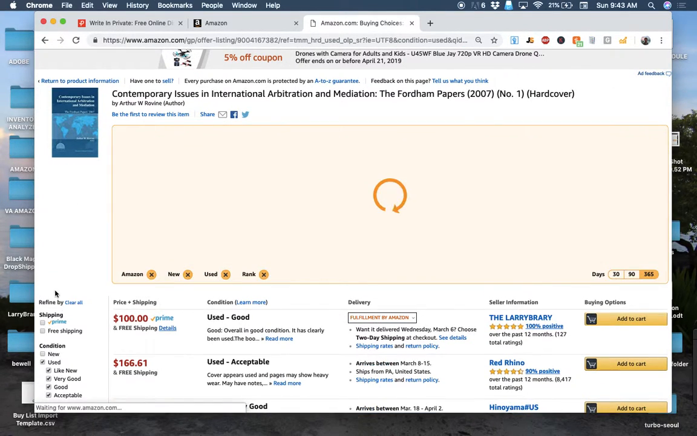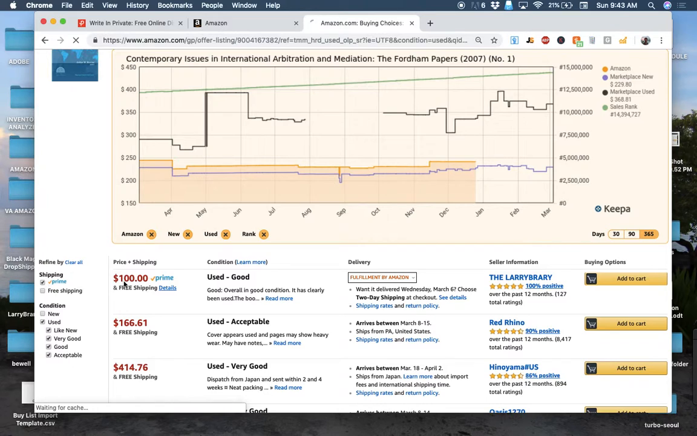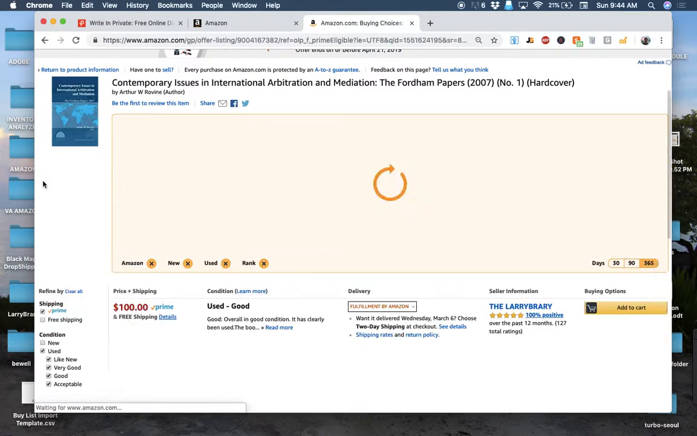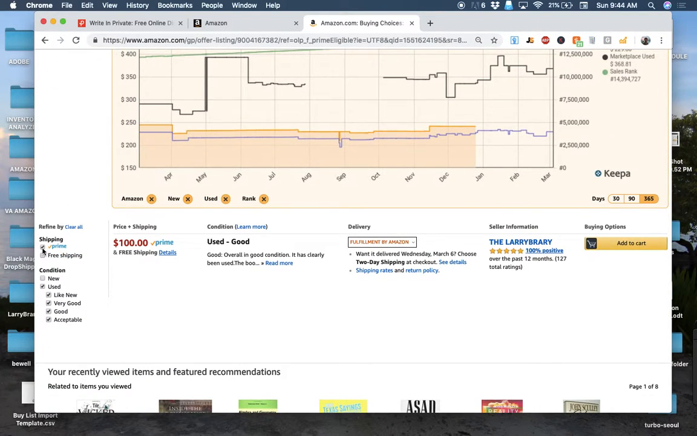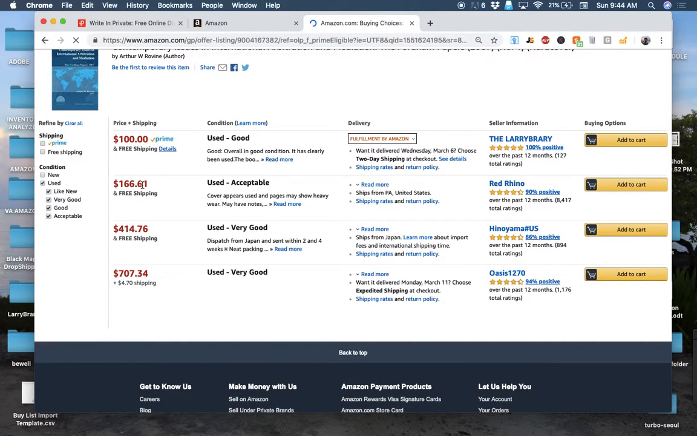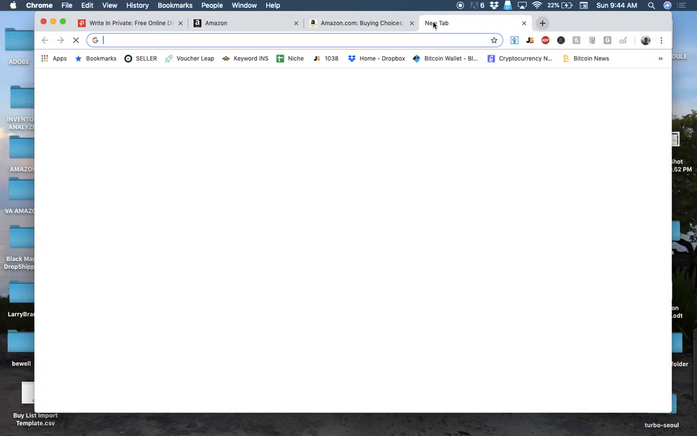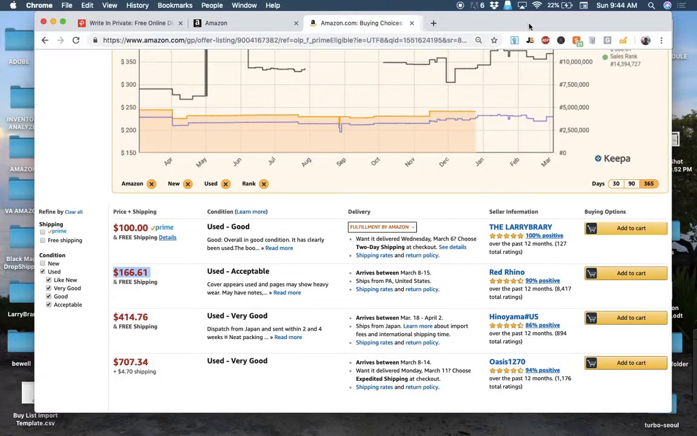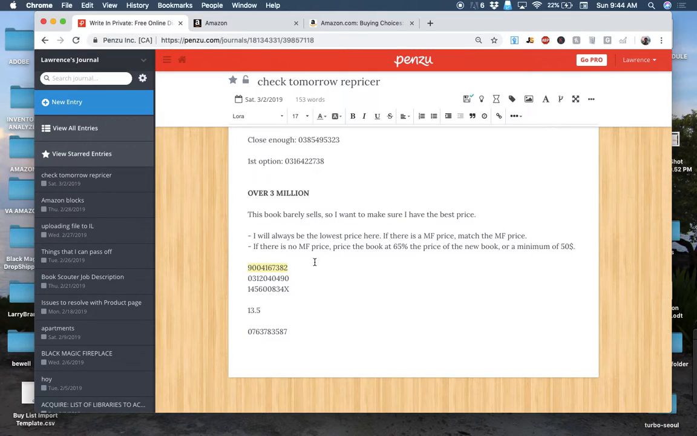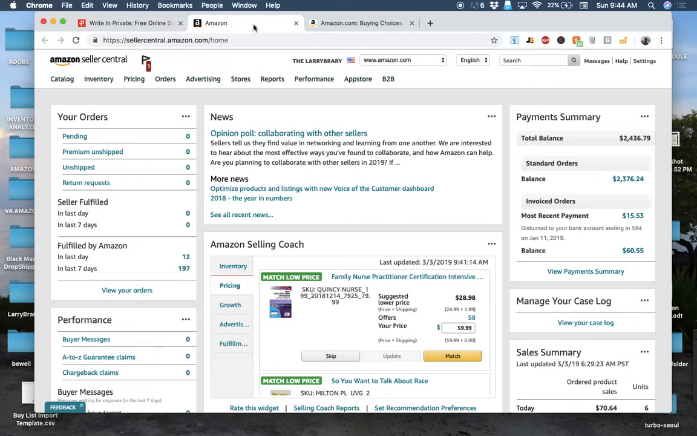So the lowest price is, there's no prime other than me. It's 166. So I want to make sure. Yeah, 166 would be good. So for this book, the price would be 166. Or, yeah, let's just do it in here.